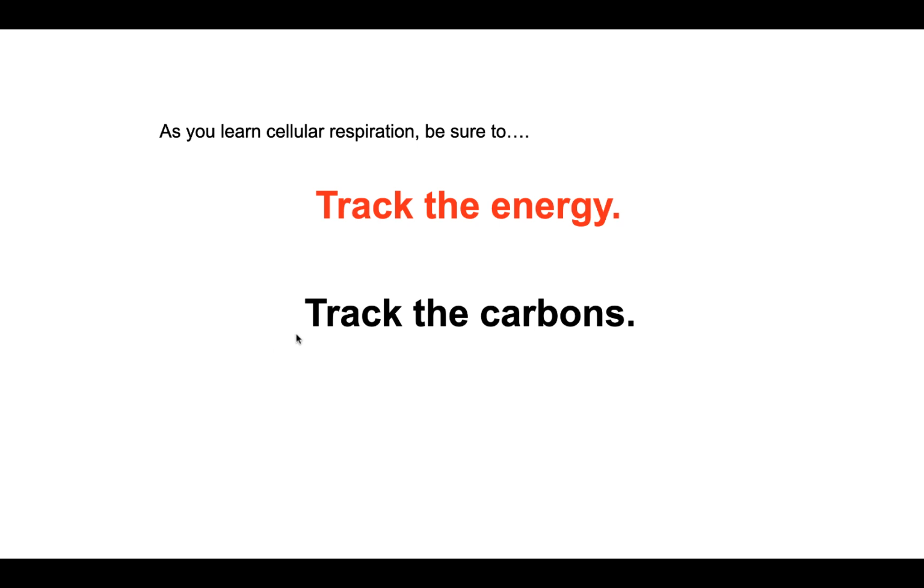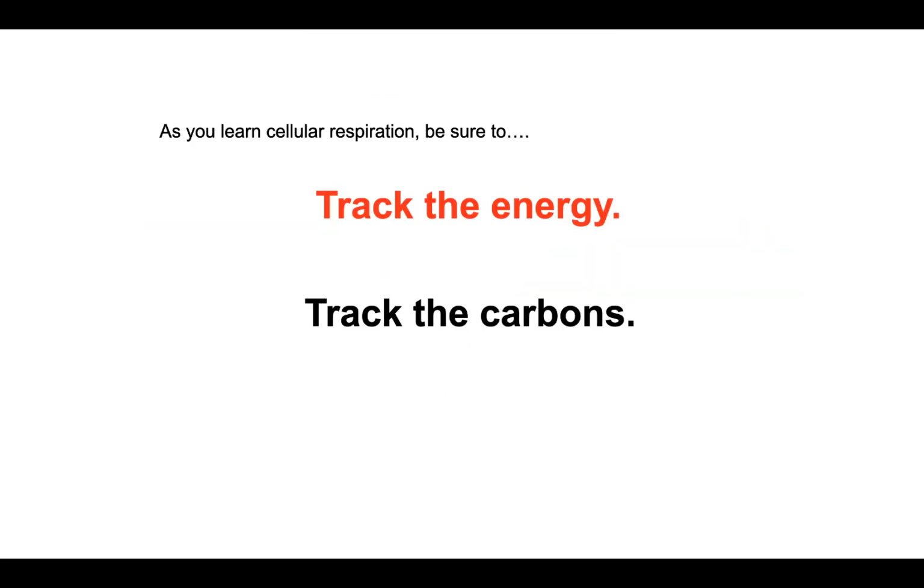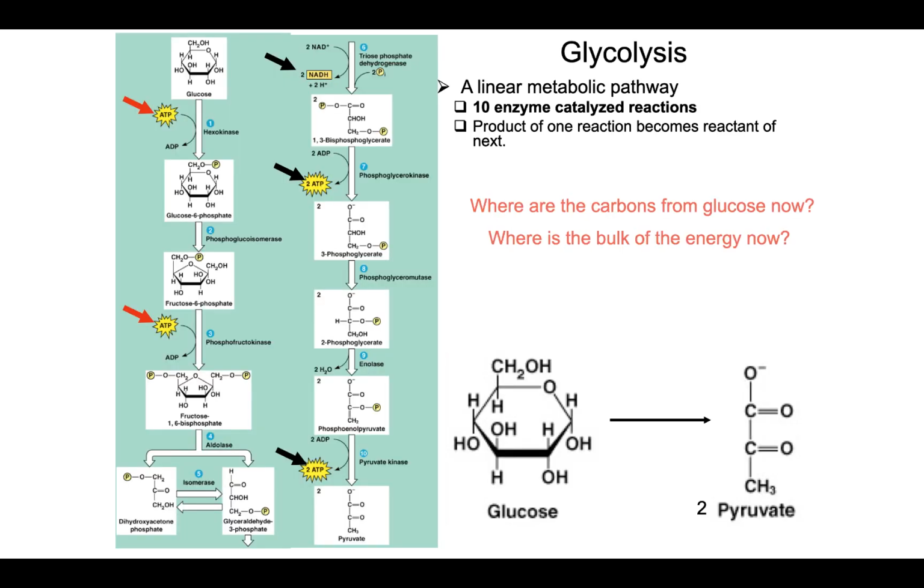In addition, I want you to be able to track the carbons. Again, there are 6 carbons in glucose. After glycolysis, where are they? Well, pyruvate each has 3 carbons in them. 2 of them get made. That's 6 carbons there. So you're always tracking the carbons. Where are the carbons? Eventually, once we go through all of these steps, all of the carbons that started in glucose will eventually be in 6 carbon dioxides. Now here's glycolysis.